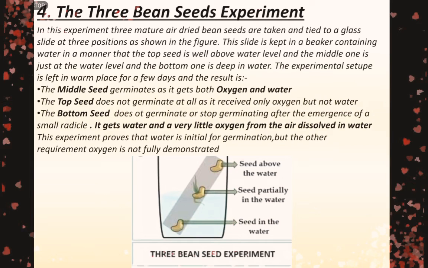The top seed does not germinate at all as it receives only oxygen but no water. The bottom seed does not germinate, or stops germinating after the emergence of a small radicle. It gets water but very little oxygen, only the air dissolved in water. This experiment proves that water is essential for germination, but the other requirement, oxygen, is not fully demonstrated.